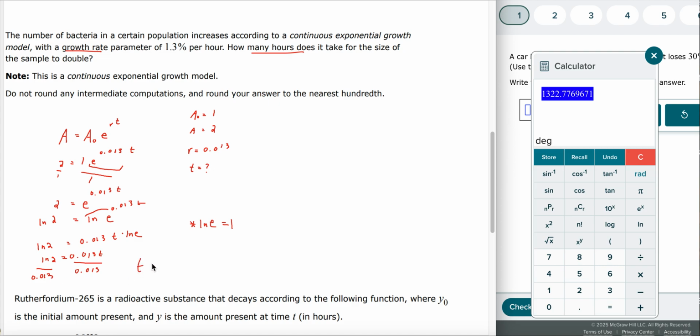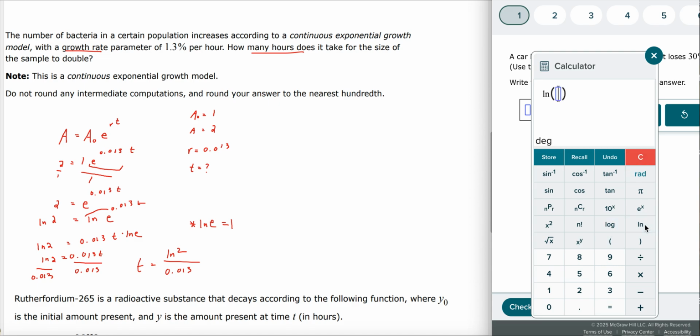So t is equal to natural log of 2 over 0.013. Let's go ahead and plug that into the calculator. So we've got natural log of 2, and then that whole thing has to get divided by 0.013. I'm going to click to the outside of it before I hit divide, because I don't want to divide 2 by 0.013. I want to divide the natural log of 2.